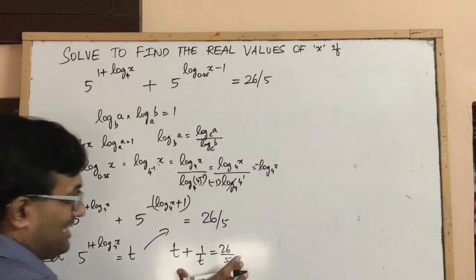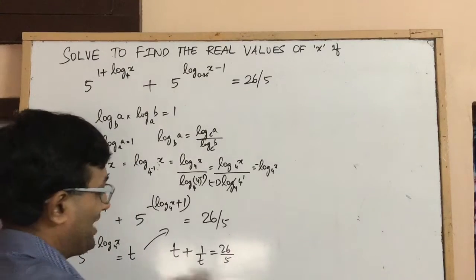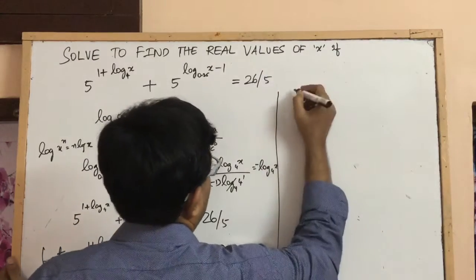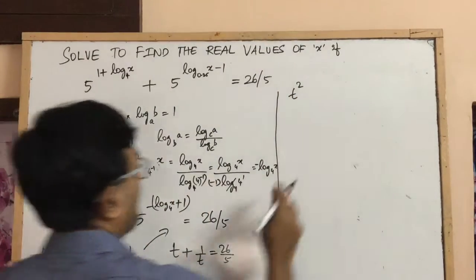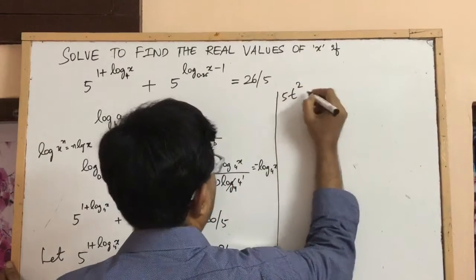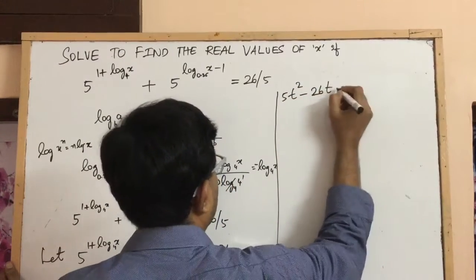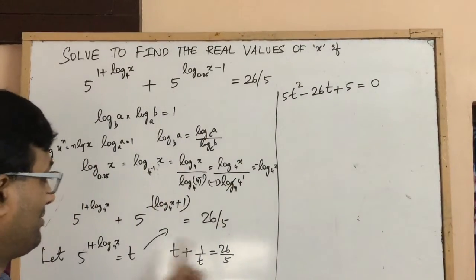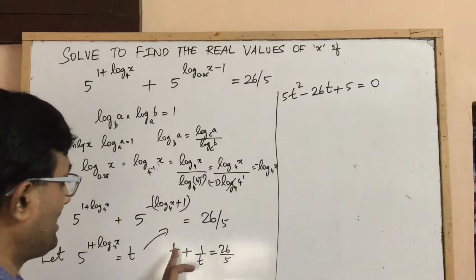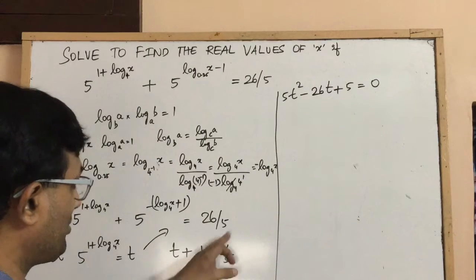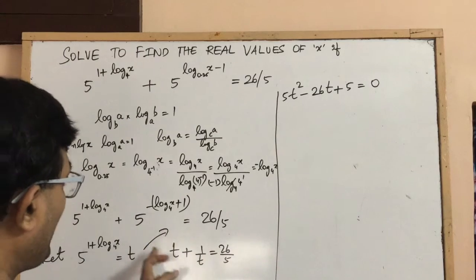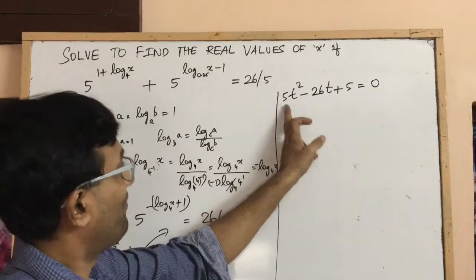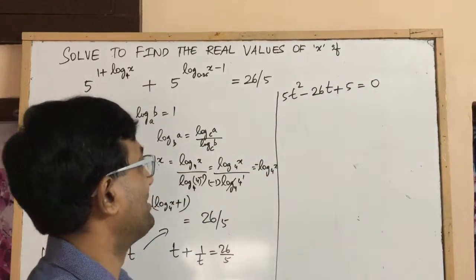So this is a quadratic. Of course, this can be simplified to a quadratic. Let's cross multiply. We would end up with 5t squared minus 26t plus 5 is equal to 0. We take the LCM and then we cross multiply, then this will become t squared plus 1 divided by t is equal to 26 by 5, and then we cross multiply, 5t squared plus 5 is equal to 26t, or we bring that 26t to this side, we have 5t squared minus 26t plus 5 is equal to 0, right?